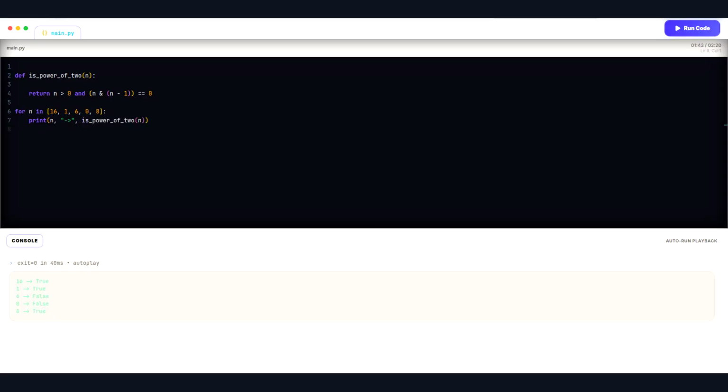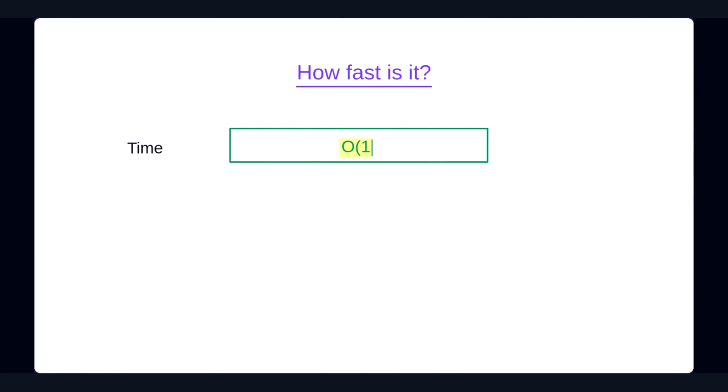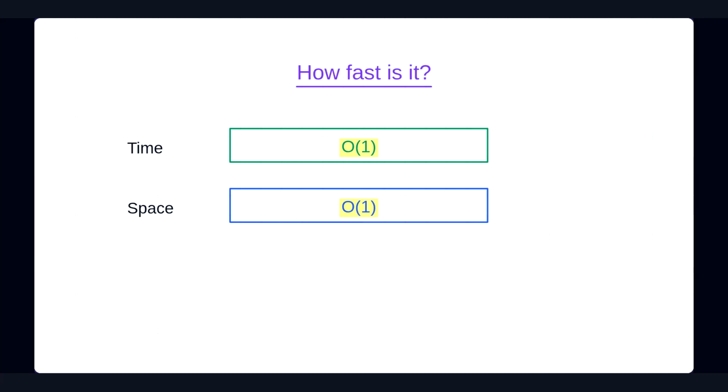16 is yes, 1 is yes, 8 is yes. 6, which is 110, has 2 bits set, so it is no. And 0 is no, because 0 is not a power of 2. There is no loop here. One subtraction, one AND, and one comparison. So it runs in constant time and constant space, however large the number.